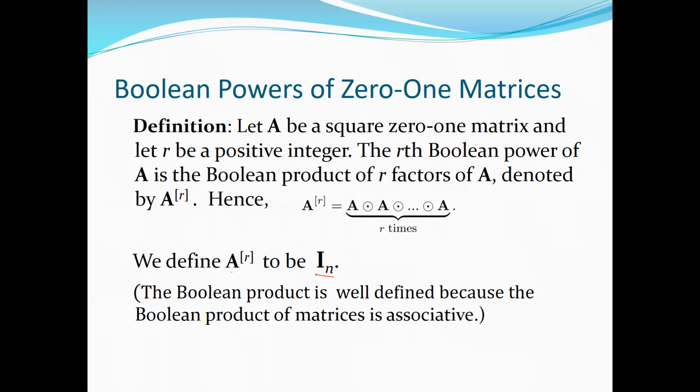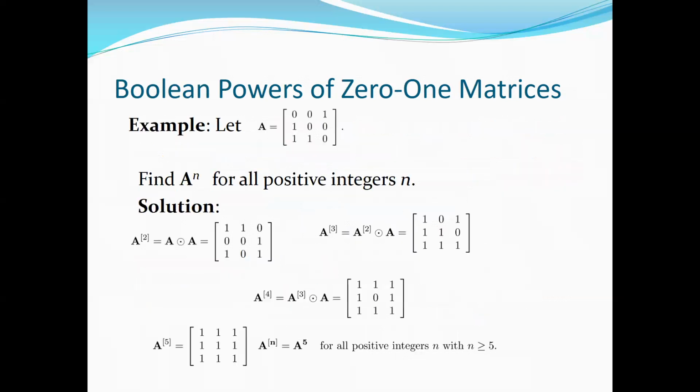So the Boolean power is well defined because the Boolean product of matrices is associative. It is well defined and very well used in computer science. We'll see the applications of matrices in a variety of courses in computer science, especially in machine learning and other related things, right?